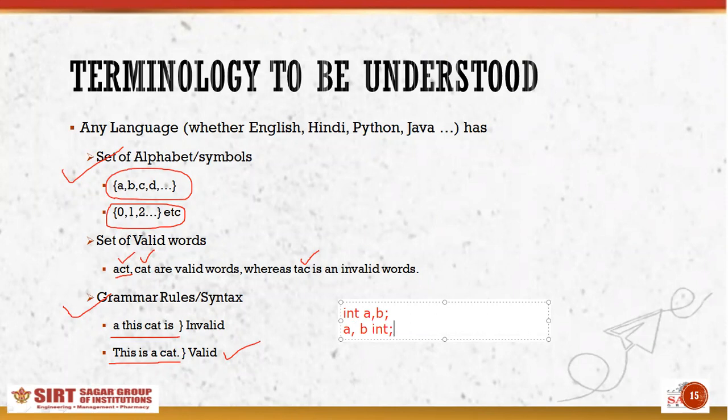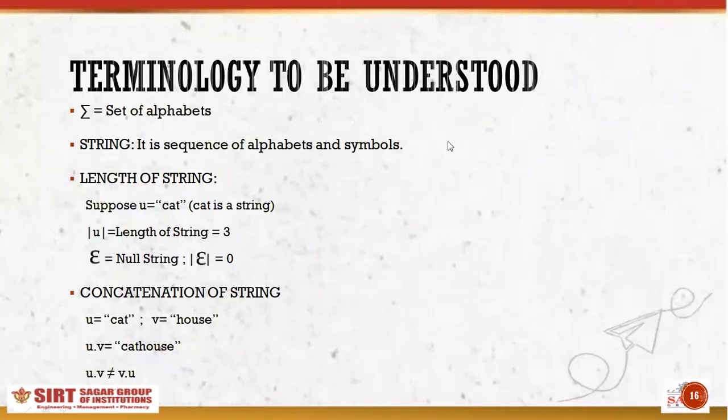So any language should have three things, or any language constitutes of three things. First one is set of alphabet, second is set of valid words, and third is grammar rules. Now, this is all about language. Now I'll talk about what are the alphabets. Alphabets is nothing but the set of alphabets which you are using in language, and it is denoted by this symbol sigma.